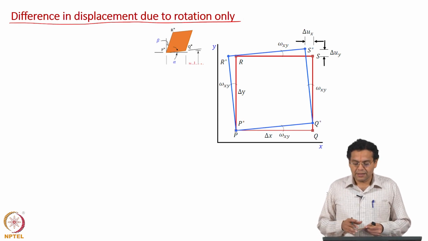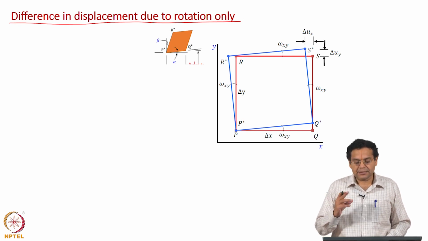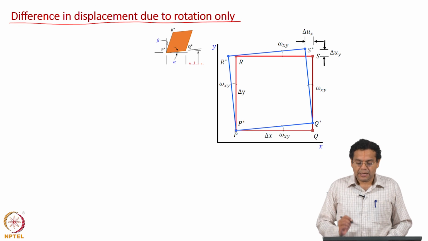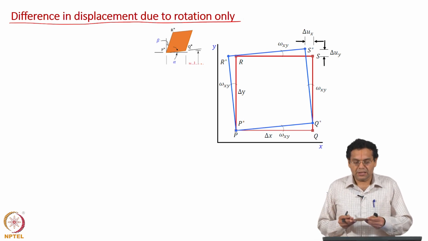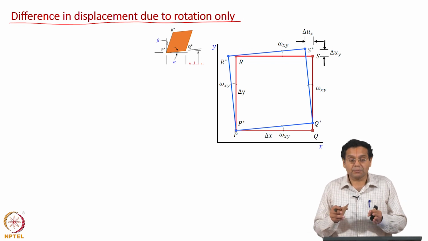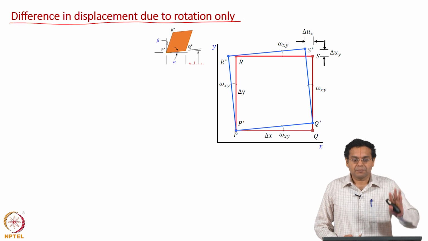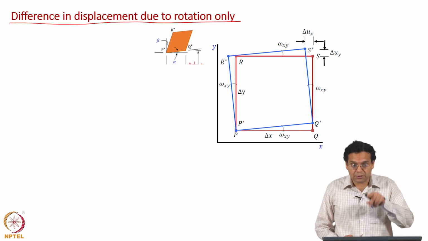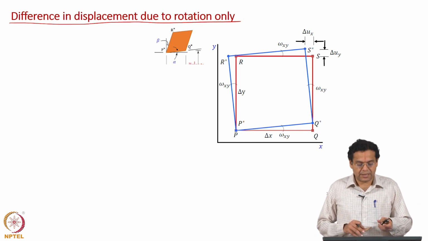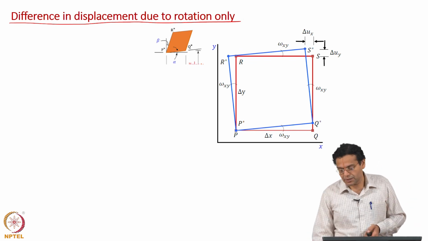If you look at this, there is no change in length between PR and P star R star, and the angle RPQ is equal to angle R star P star Q star. No shear strain also, only rotation. And this is a component you want to separate out. Remember, we already separated out translation, but difference in displacement still includes rotation. We are going to separate it out. So, let us see what this component contributes.